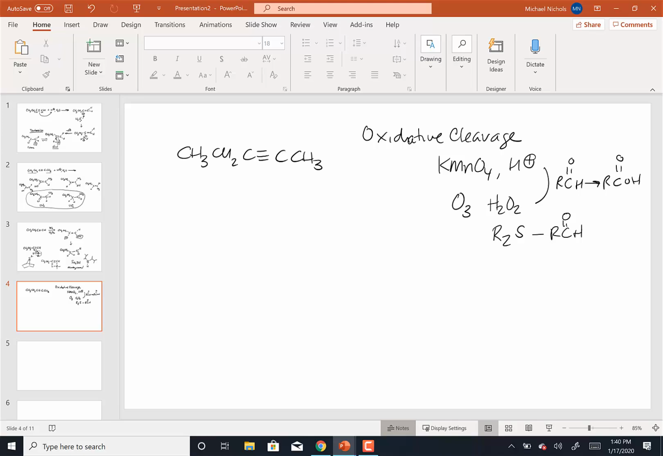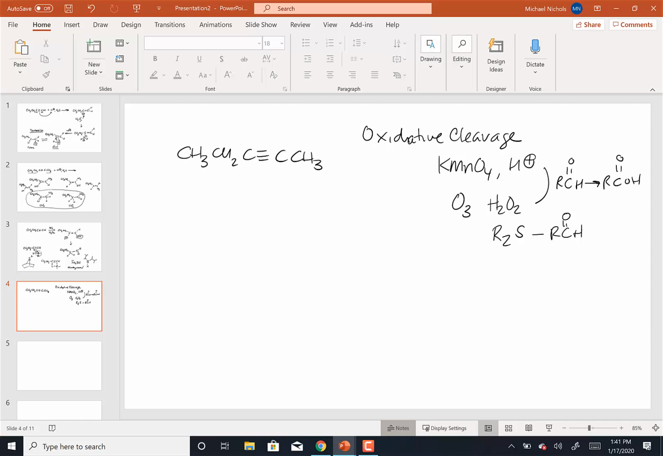Fortunately for triple bonds, we don't have to worry about that. And here's the logic behind that. The logic behind that is a carbon-carbon triple bond is far more stable than a double bond. So to cleave it, you're going to have to use a very potent oxidizer.